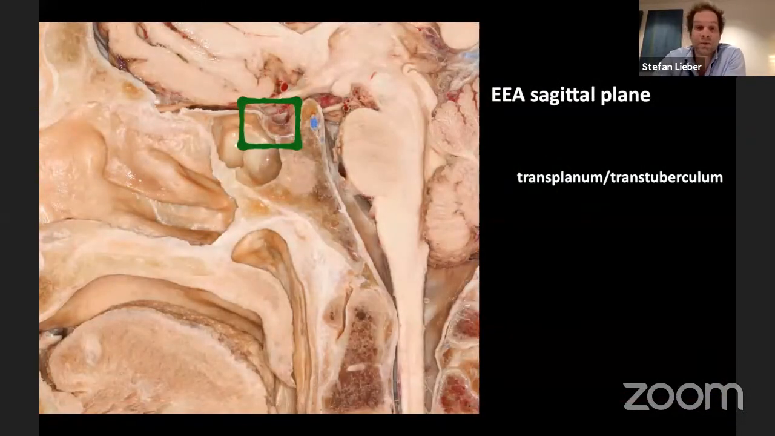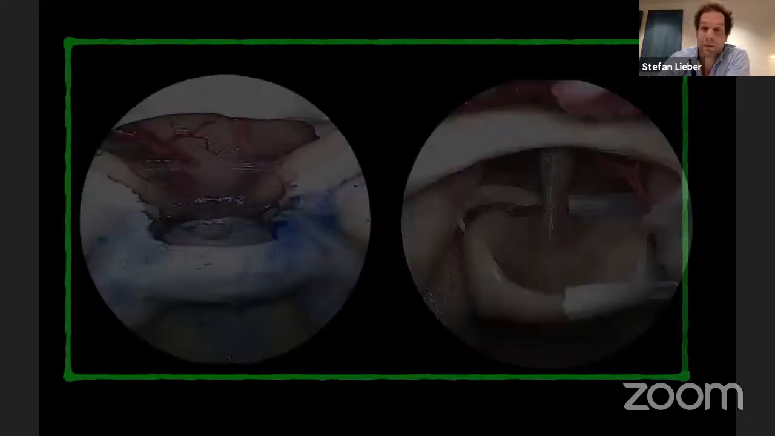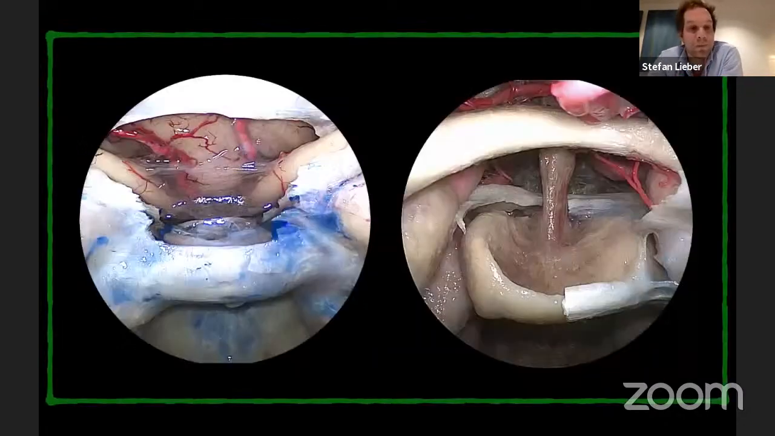This transplanum transtuberculum approach is essentially the anterior or superior extension of the transsphenoidal standard approach to the pituitary. This I will be covering a bit later on. This is the approach to tuberculum meningiomas or craniopharyngiomas, suprasellar extension. We'll be coming back to this a bit later. This is just to give a modular overview of the topics I will be covering.